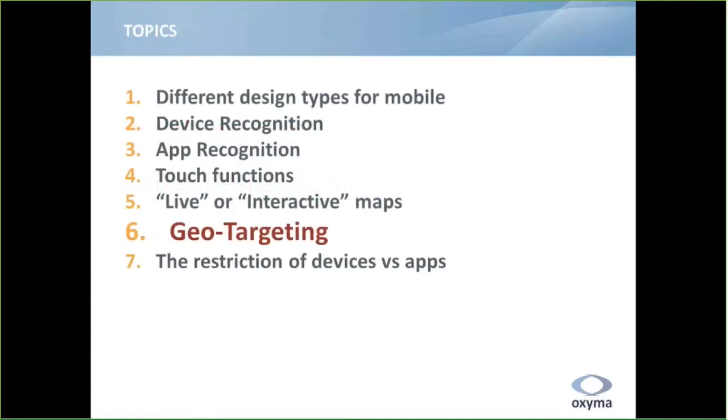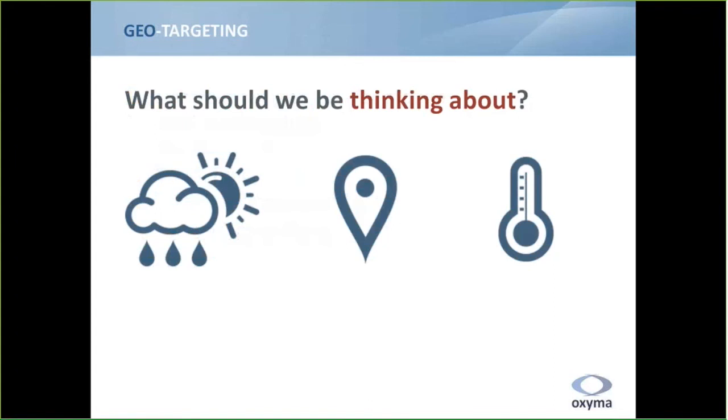And geo-targeting. So what should you be thinking of when we're talking about geo-targeting? Obviously, the weather outside, the location of where that person is, the temperature, things like this. How can you use that personalized mail or web to your benefit?